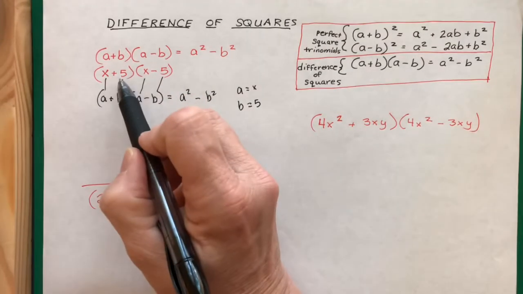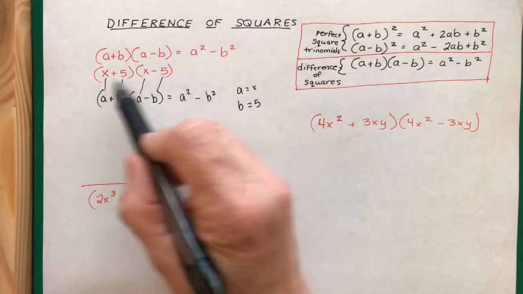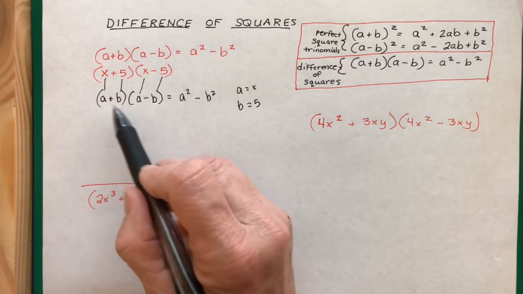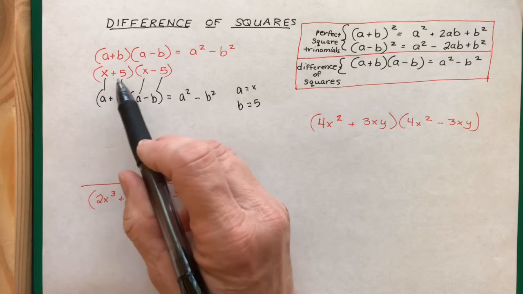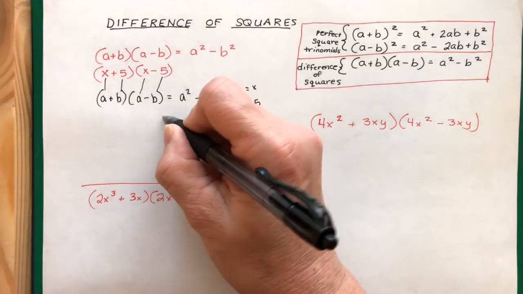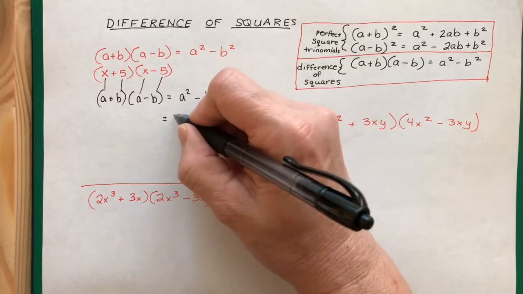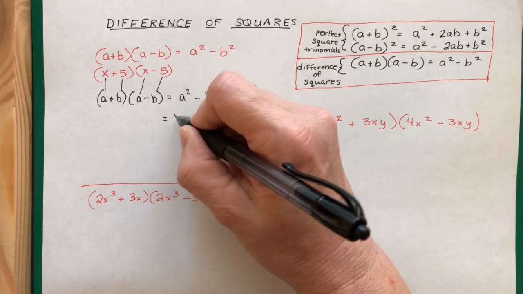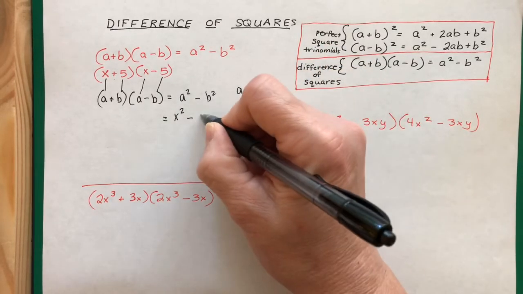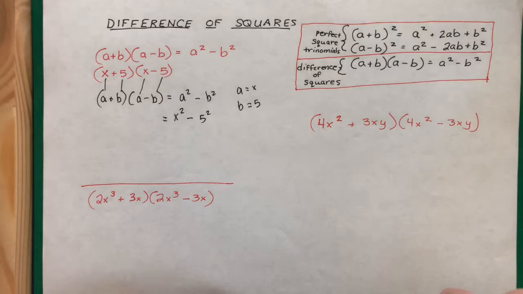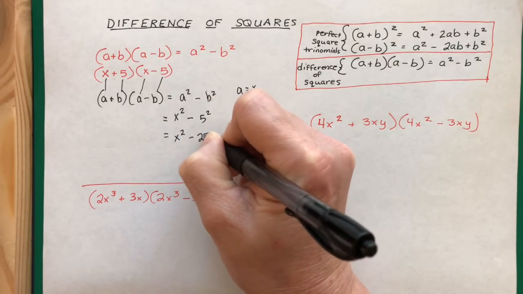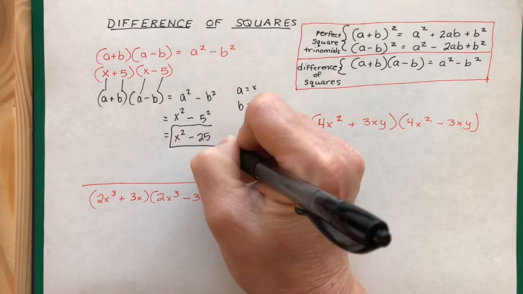All right, it doesn't matter that it's positive here and negative here. That's just part of the formula because it's of this form. It's a problem of this form, a plus b times a minus b, x plus 5 times x minus 5. So all I have to do here, what was my a value? A was x, so I'll put x squared, and then I put minus, and b was what? 5. So it's x squared minus 5 squared equals x squared minus 25. That's not so bad, is it?